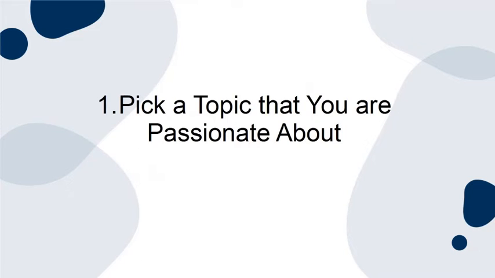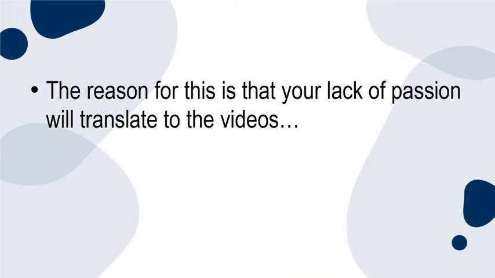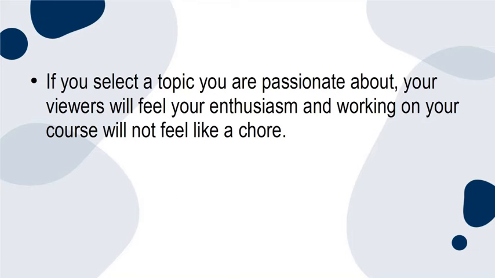1. Pick a topic that you are passionate about. The first step to choosing the best course content is to select a topic that you're passionate about. If you're not passionate about the topic, you should not expect your viewers to be either. The reason for this is that your lack of passion will translate to the videos, and viewers will find it boring and not engaging enough for their money or time. If you select a topic you're passionate about, your viewers will feel more enthusiasm, and working on your course will not feel like a chore.